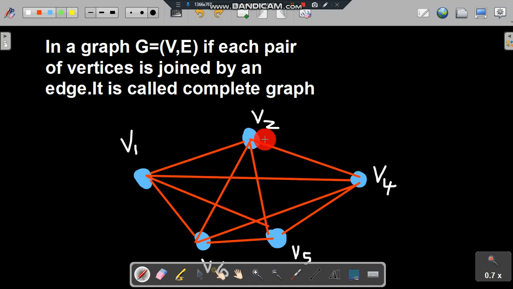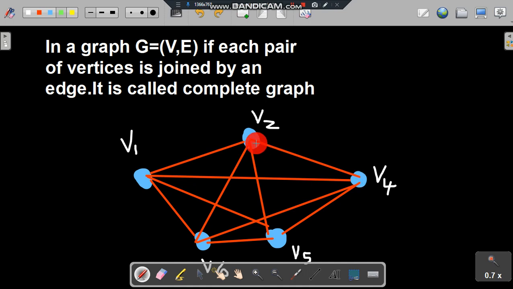So what I understand in this graph is that each and every pair of vertices has an edge. These two have an edge, these two have an edge, these two have an edge, and so on. So each and every pair has one edge, and such a graph we call a complete graph.